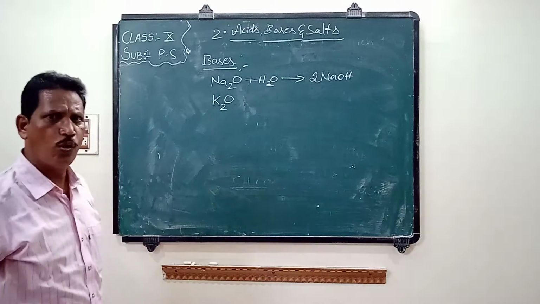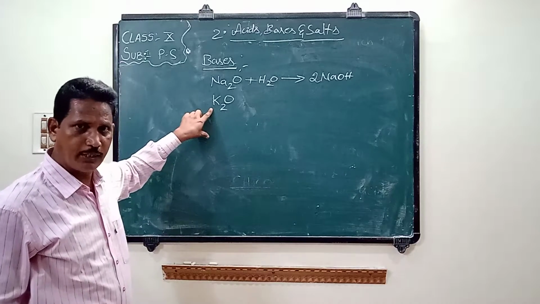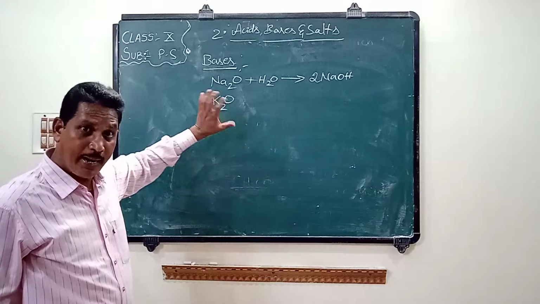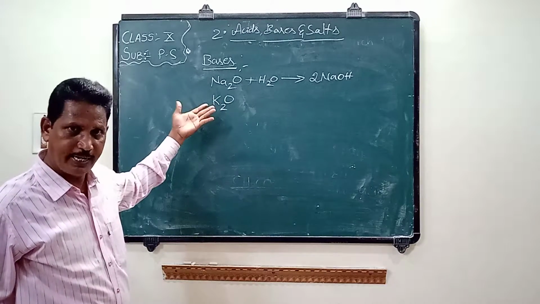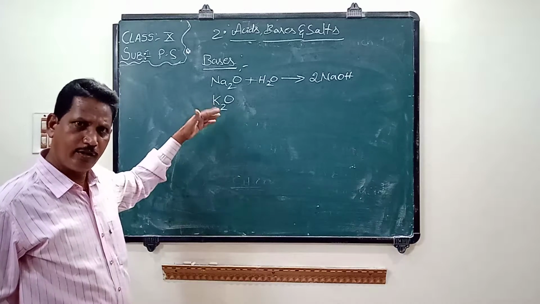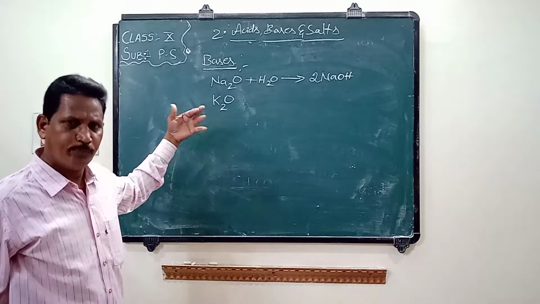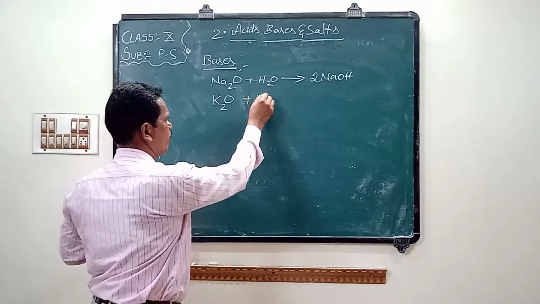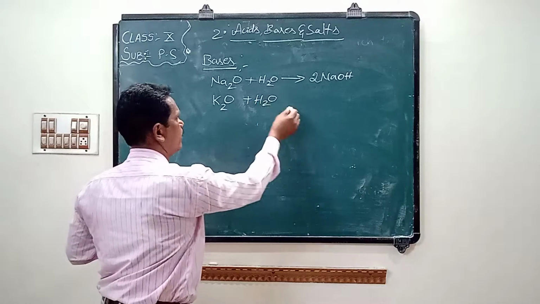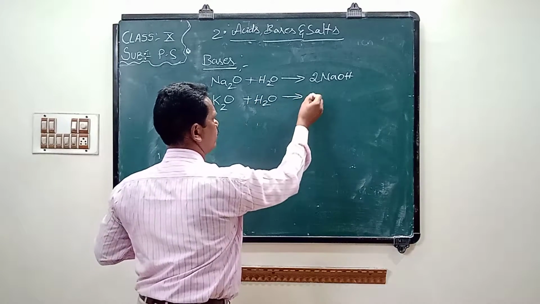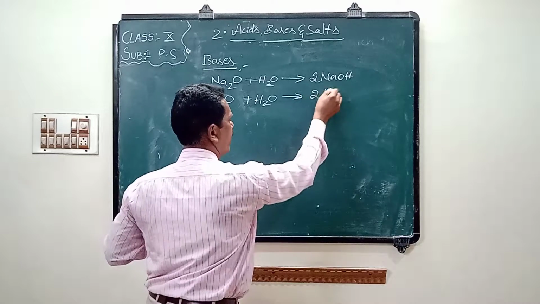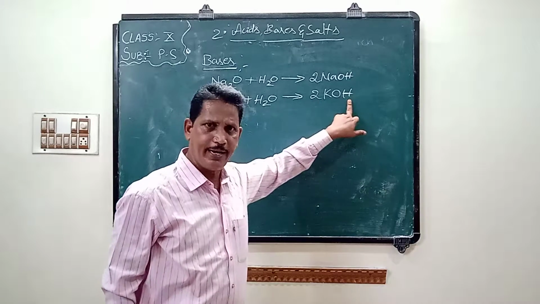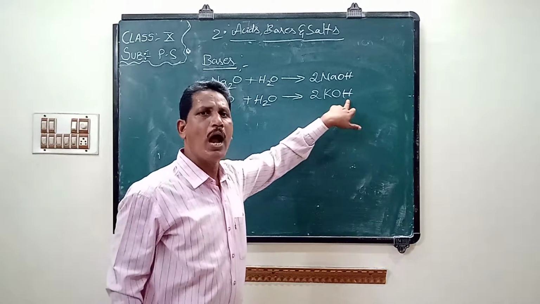Next one, K2O. K is the symbol of potassium. Potassium is a metal. It reacts with oxygen to form a metal oxide. So K2O, potassium oxide, is a metal oxide. This metal oxide plus H2O, dissolved in water, forms 2KOH, two molecules of potassium hydroxide.